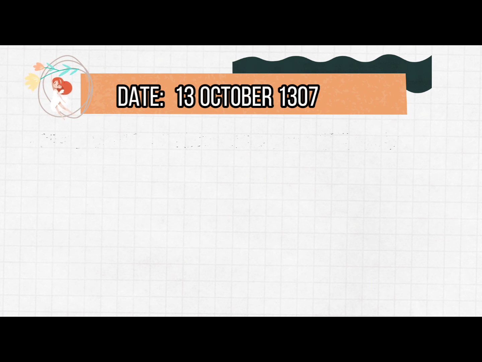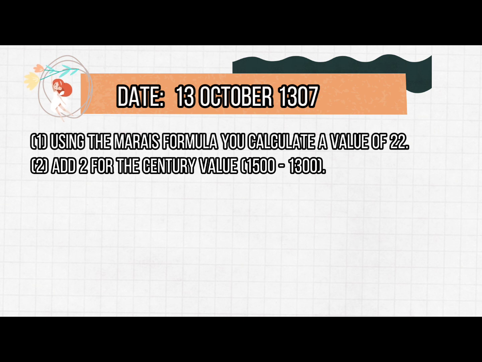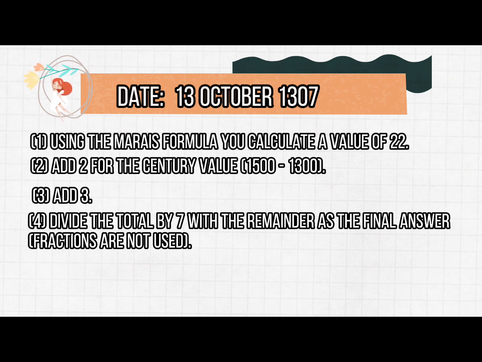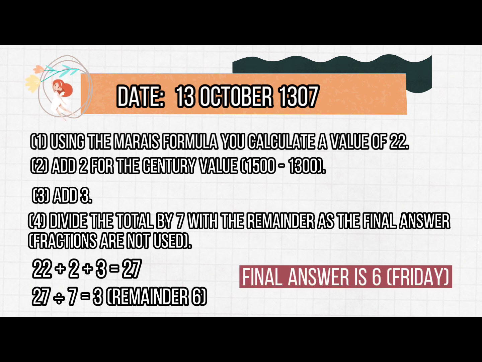October 13, 1307. Number 1, using the memorized formula, you calculate a value of 22. Number 2, add 2 for the century value, which is for 1500 to 1300. Number 3, add 3. Number 4, divide the total by 7 with the remainder as the final answer, and fractions are not used. So 22 plus 2 plus 3 is equal to 27. So 27 divided by 7 is equal to 3 and the remainder is 6. So the final answer is 6. And it is Friday.